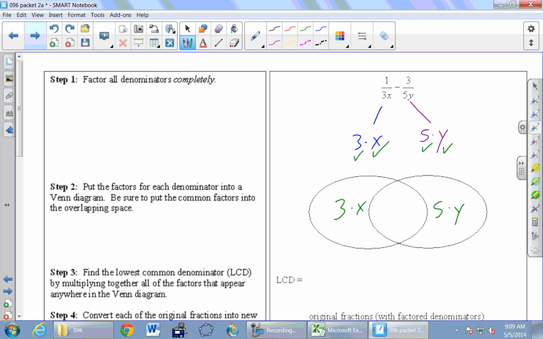Not so atypical to have nothing in that space in the middle. It's totally fine for them not to have any common factors. Okay, so that means that the LCD is just the product of all four of these guys. 3 times x times 5 times y.